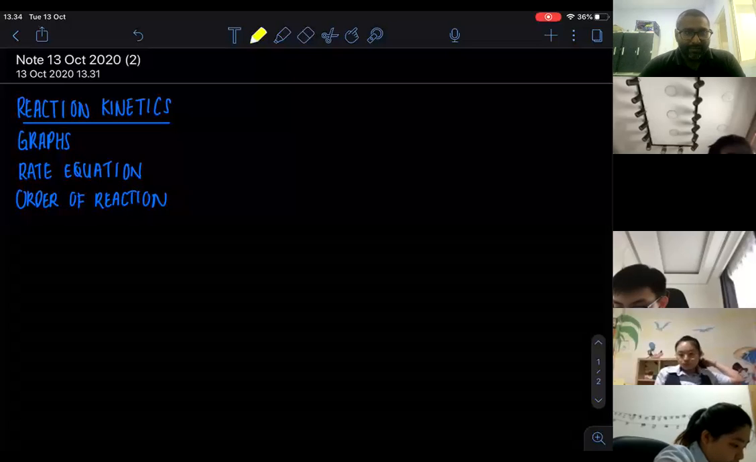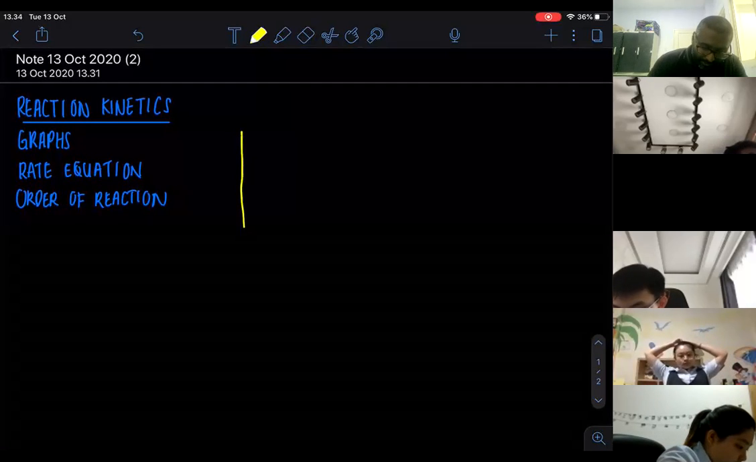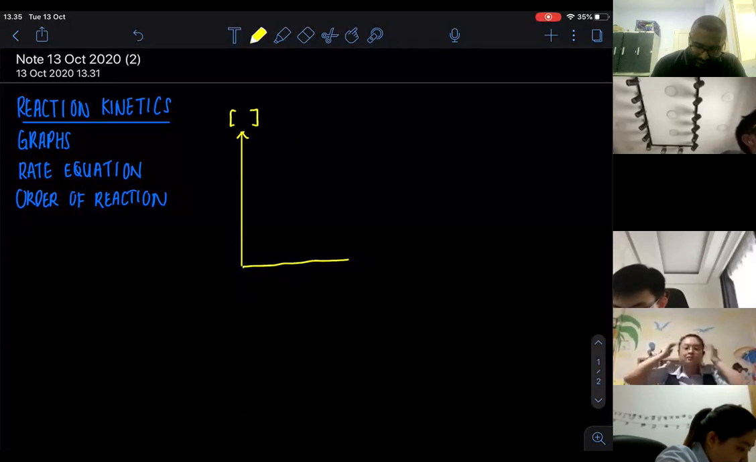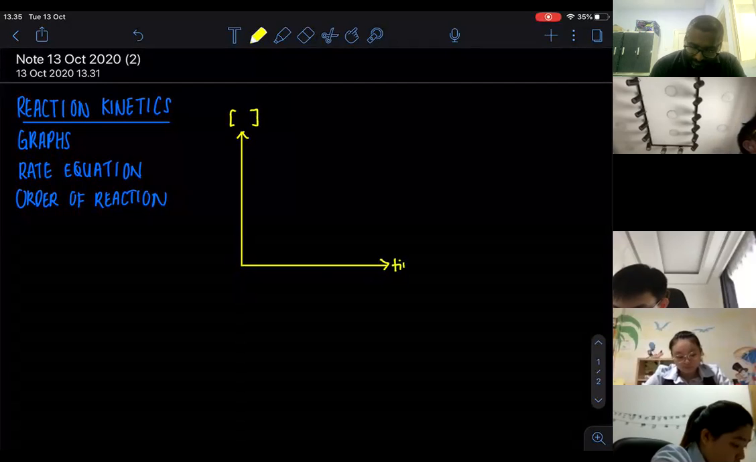Reaction kinetics. We are going to look into two types of graph. One is the basic one, which is the concentration against time graph.